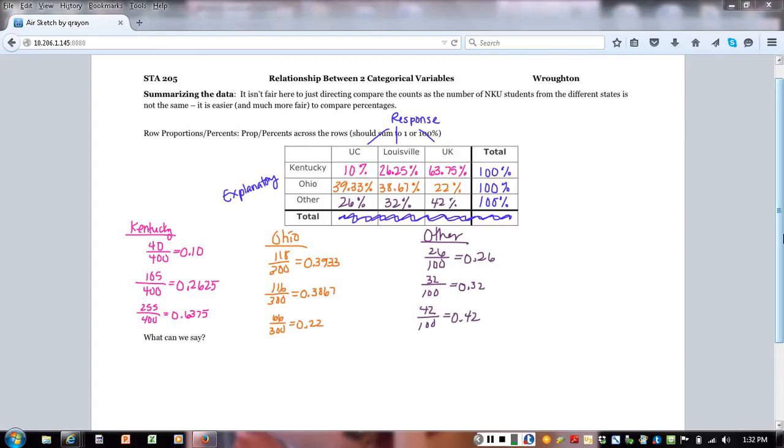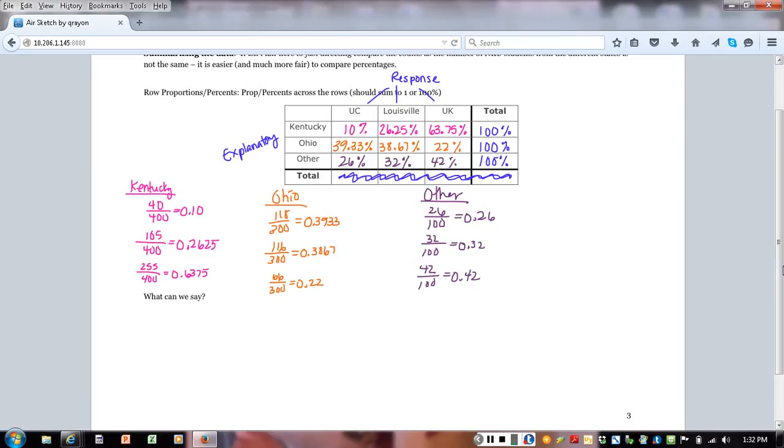So now looking at this table, what can we say? We look at it one row at a time. So of our 400 NKU students from Kentucky, 10% root for UC, 26.25% root for Louisville, and 63.75% root for UK.